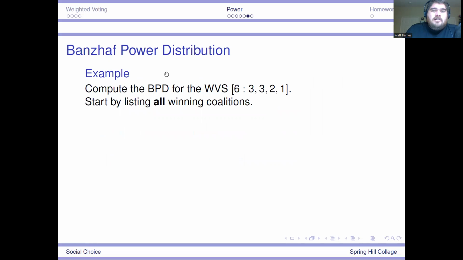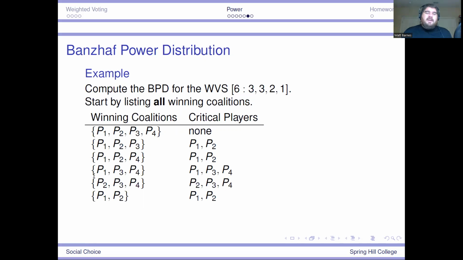Okay, so let's look at the Banzhaf power distribution for this weighted voting system. So we have a quota of 6, and then we have 4 players: a 3, a 3, a 2, and a 1. So weights of 3, 3, 2, and 1. We're going to list out all the possible winning coalitions. Now, in these problems, this is what's going to take you the most time, and you are going to, at some point, miss one. So make sure you pay attention in this step. The way I do it is I literally just write down every possible combination and then cross it out if it isn't a winning coalition.